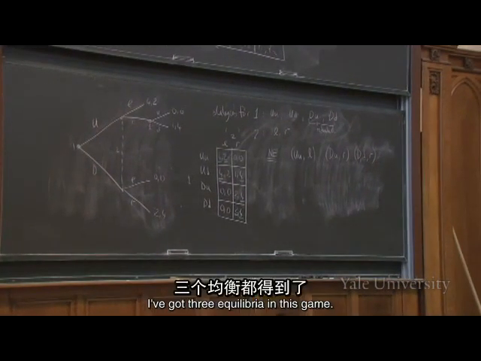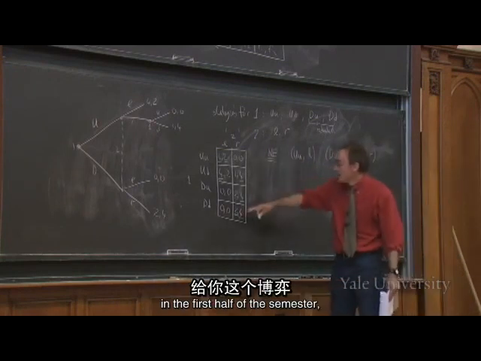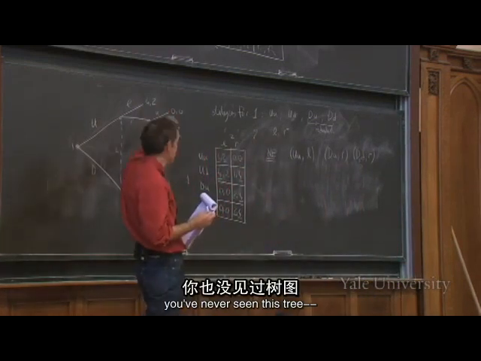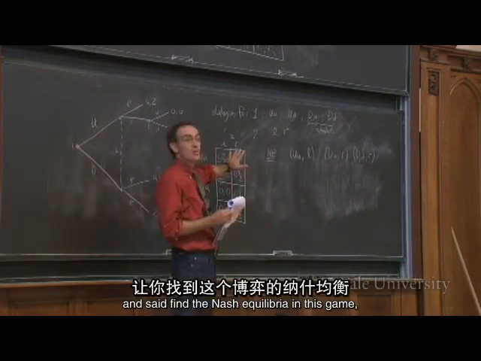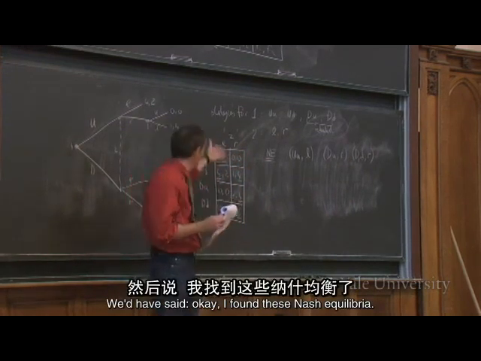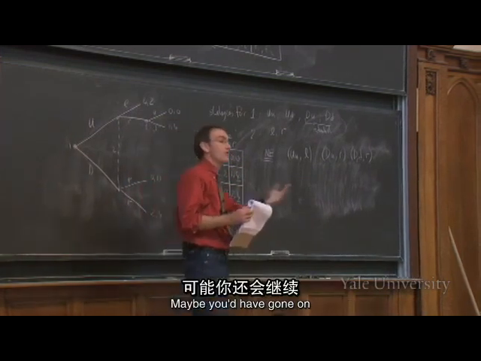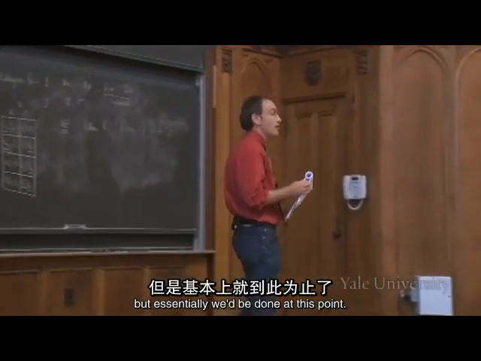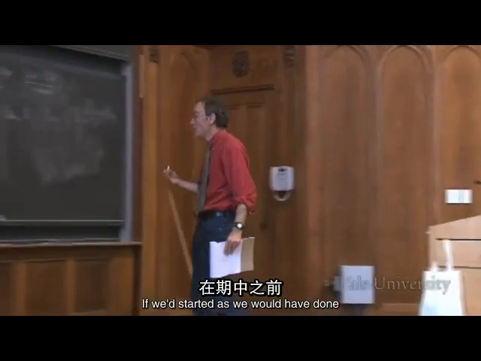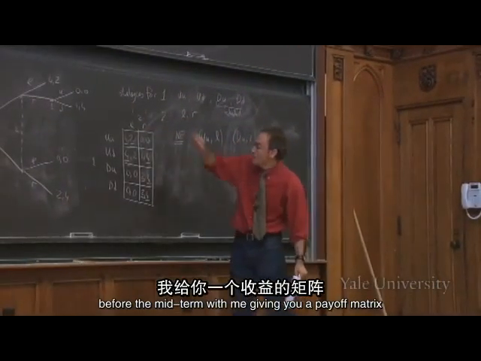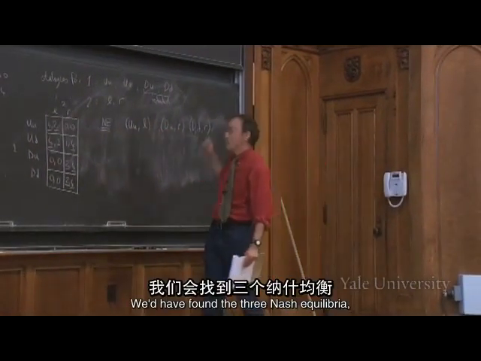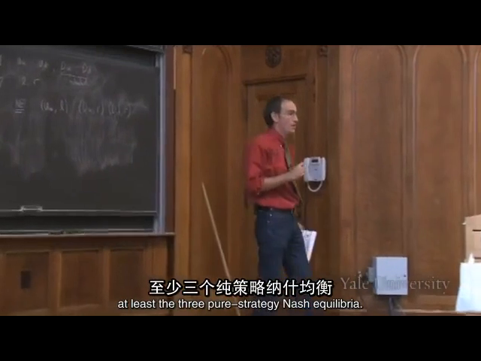I got 3 equilibria in this game, and if I'd simply given you this game in the first half of the semester, I hadn't shown you the tree, you've never seen this tree, I just gave you this game, and said find the Nash equilibria in this game, and that'd have been a question on the midterm, we'd have stopped here. Right? We'd have said, okay, I found these Nash equilibria, maybe you'd have gone on and found mixed ones, I don't know, but essentially we'd be done at this point. Right? Let's say again, if we'd started, as we would have done before the midterm, with me giving you a payoff matrix and asking you to find the Nash equilibria, then at this point we'd be done. We'd have found the 3 Nash equilibria, it's the 3 pure strategy Nash equilibria.